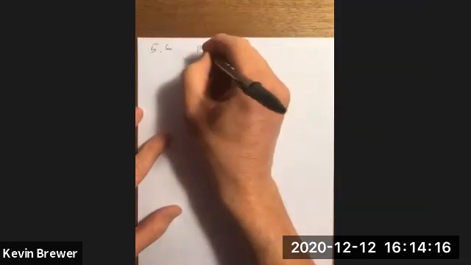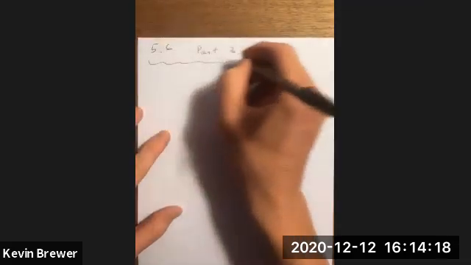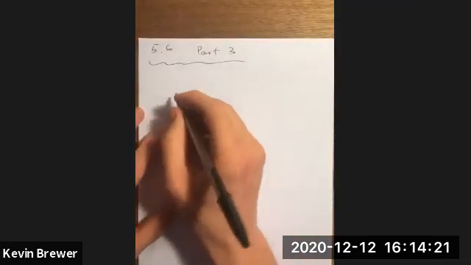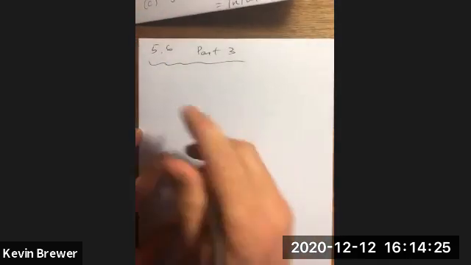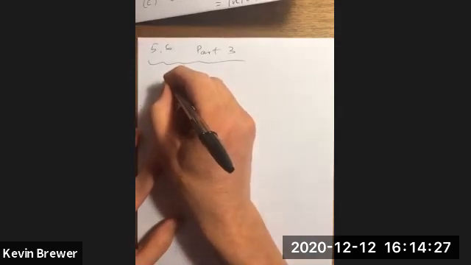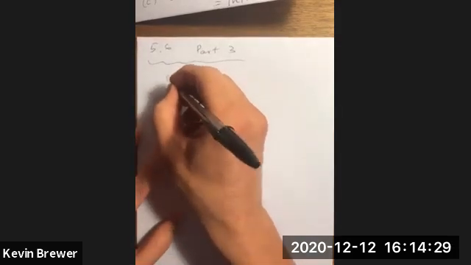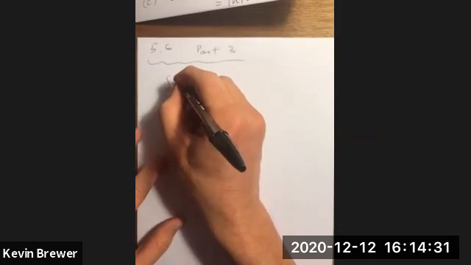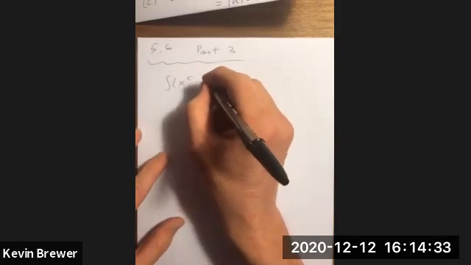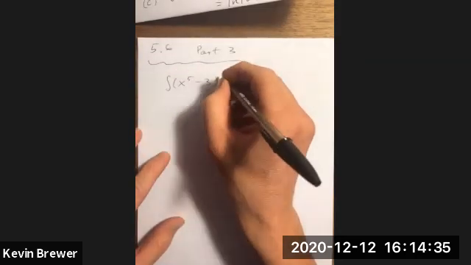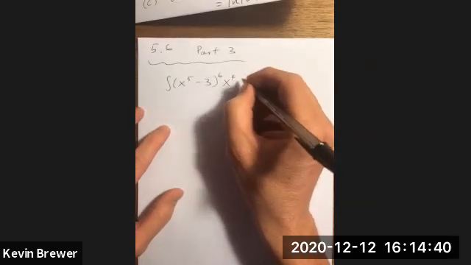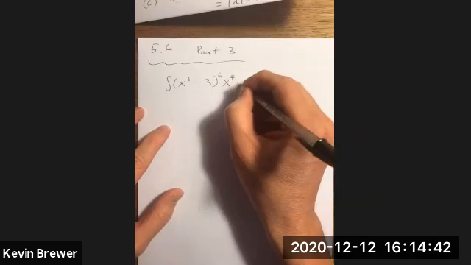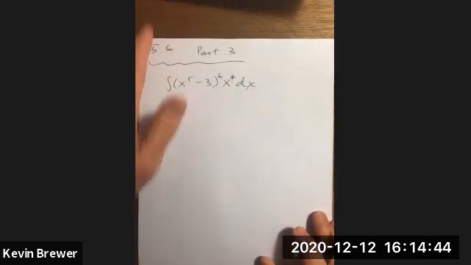Section 5.6, Part 3. More examples of using the integration by substitution technique. Our first problem is going to be the integral of x to the 5th minus 3, to the 6th, times x to the 4th dx.